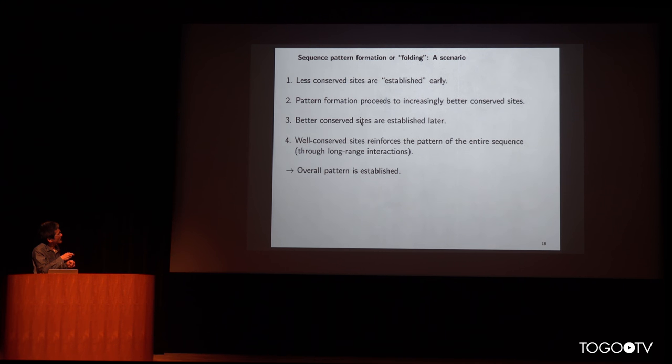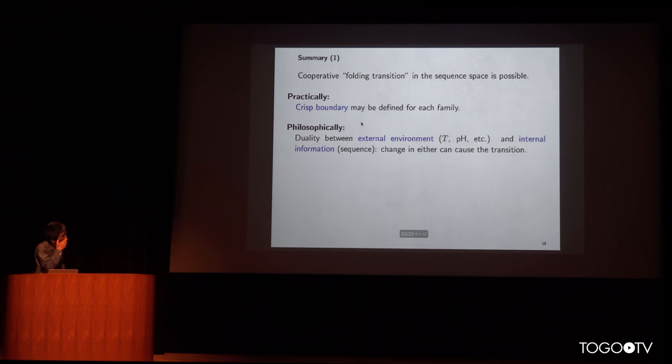And this is reinforced by the long-range interactions, because most conserved residues have many contacts with other residues. And then the overall pattern is established. So here's the summary. I show that cooperative transition can be possible in the sequence space. And this means, in practical sense, a crisp boundary may be defined for each family. That means we should be able to clearly distinguish family members and non-family members.